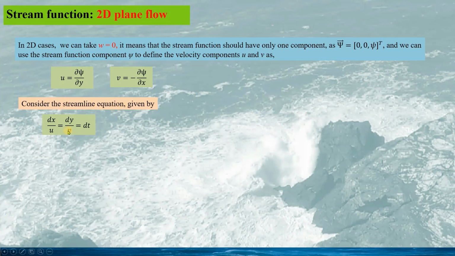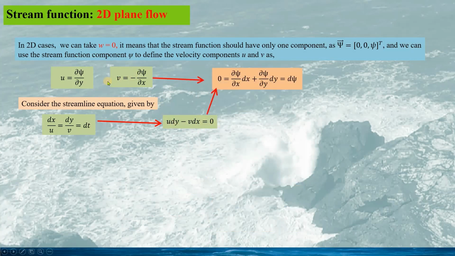Consider the streamline equation that would be given by this. This equation can be written as this, and we substitute the velocity components defined by the stream function. We have the expression as this. This expression means the stream function is constant on any given streamline.